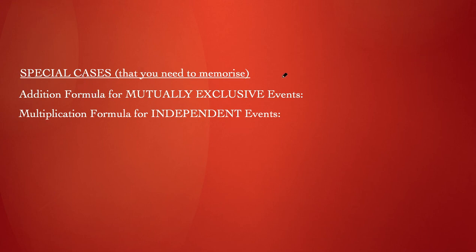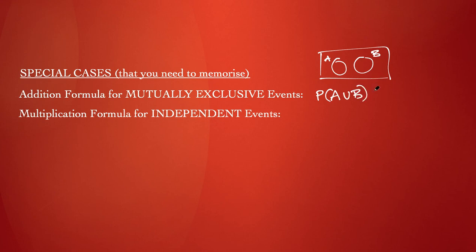So remember that with mutually exclusive events, A and B don't overlap. They cannot happen at the same time. So the special rule for mutually exclusive events is that probability of A union B is just the probability of A plus the probability of B. Circle plus circle, that's the union. There's no overlap to subtract, so there's no minus anything there.